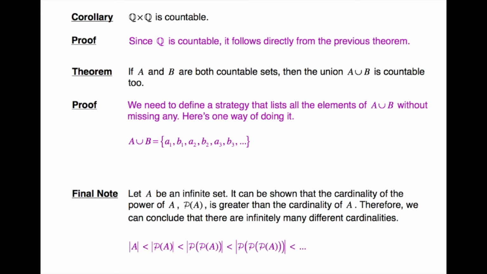Here's what we can do. The cardinality of A is going to be smaller than the cardinality of the power set of A, which itself is smaller than the cardinality of the power set of the power set of A, and so on, and so on. So if A has a cardinality of Aleph naught, then this could be Aleph 1, Aleph 2, Aleph 3, and so on, forever. So there are infinitely many infinities.